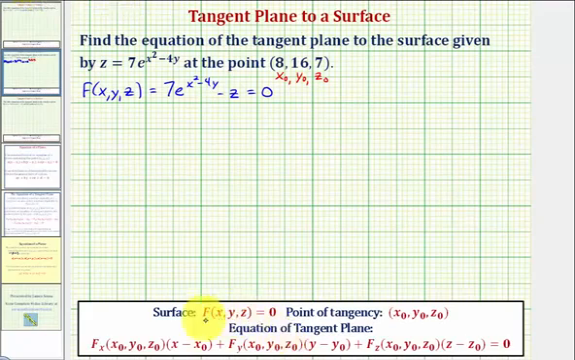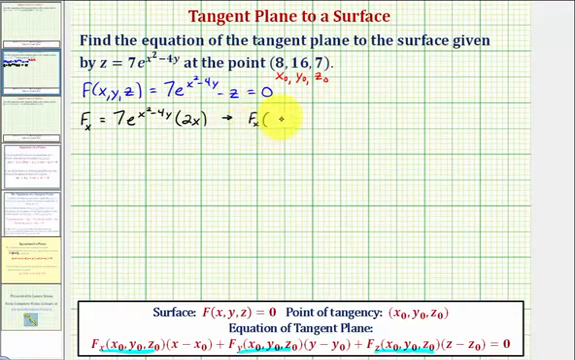So for our next step, we'll determine our partial derivatives and evaluate them at the point of tangency. For the partial with respect to x, we'll treat y and z as constants. So the derivative of 7e raised to the power of x squared minus 4y with respect to x would be 7 times e raised to the power of x squared minus 4y times the derivative of x squared minus 4y with respect to x, which would be 2x. So this is the chain rule. And then minus the derivative of z with respect to x, which would be 0. So here's our partial with respect to x. And now we'll evaluate this at the point of tangency.